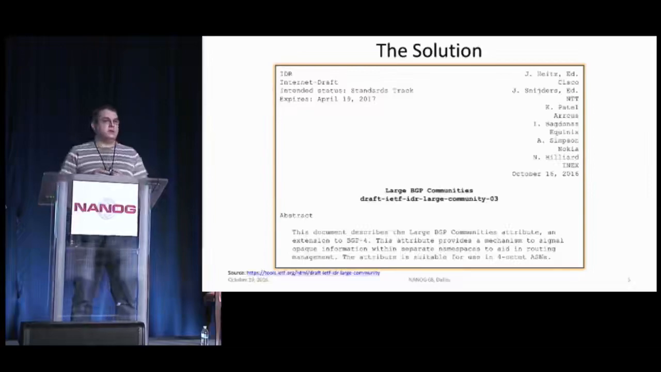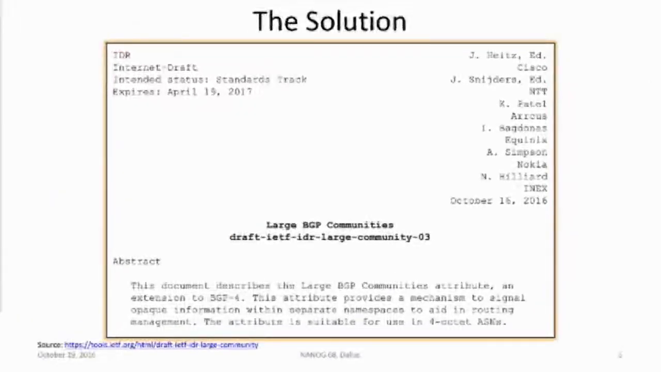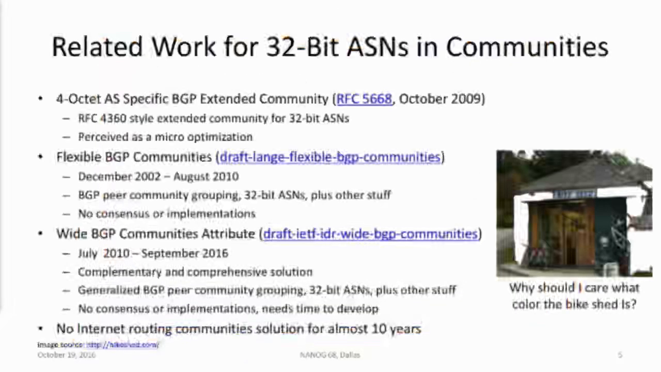So the solution is something called large BGP communities. This is an effort that started in the IETF recently. It's a collaboration between network operators and system vendors, so it's not a vendor thing or an operator thing that people are pushing. It's definitely a collaboration.